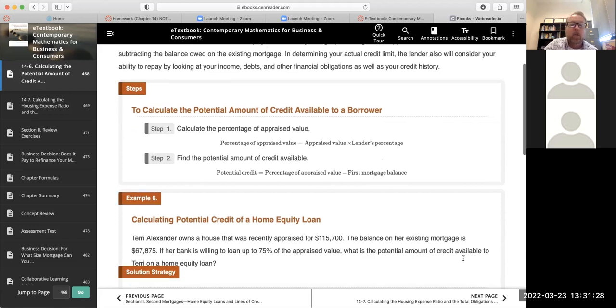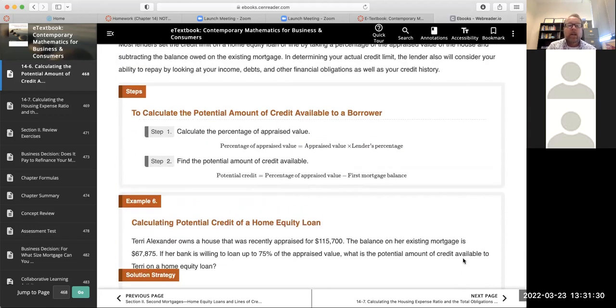Eventually, that would be the ultimate goal. So what they were asking you here in these questions is, if you can borrow up to 75% of your home's value or appraised value, how much available credit would you have in your home? Now, they won't typically let you borrow 100% of your value.